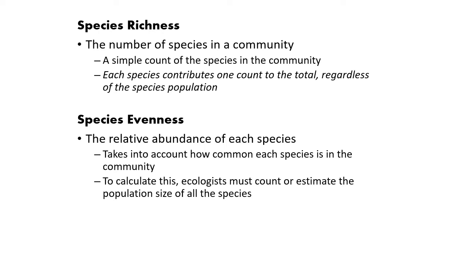Where species evenness is the relative abundance of each species. So this takes into account how common each species is in the community. So we must count or estimate the population size of all of the species.